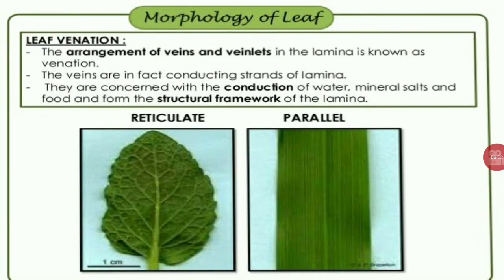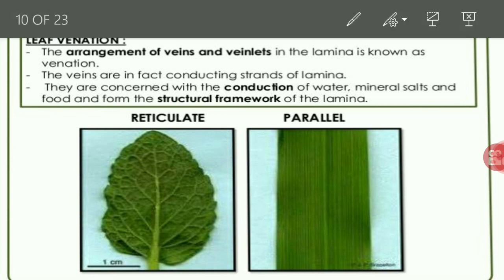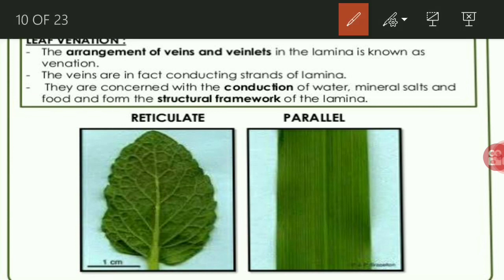What are these linings which we can see on the leaf? What is this that we can see on the leaf? These are leaf venation. The arrangement of veins and veinlets in the lamina is known as venation. They act as conducting strands of the lamina. Their main function is conduction of water, minerals, salts and food. They also form the structural framework of the lamina. There are two types of venation. First is reticulate venation and the other is parallel venation. So students, let's know about them in more detail.